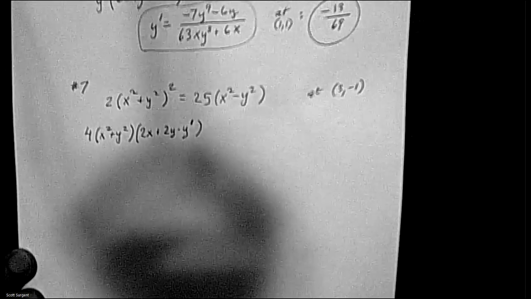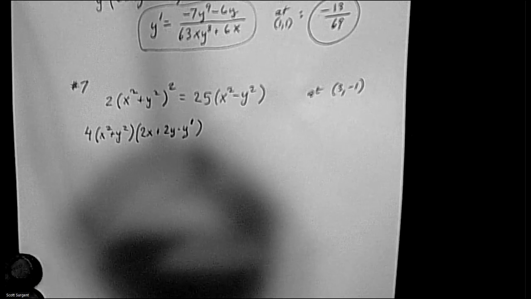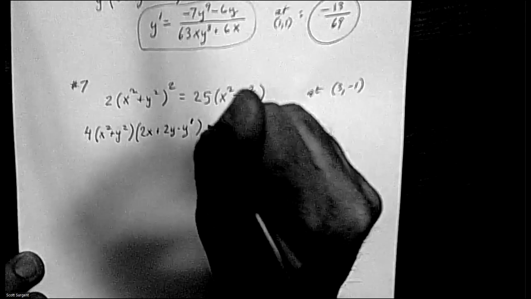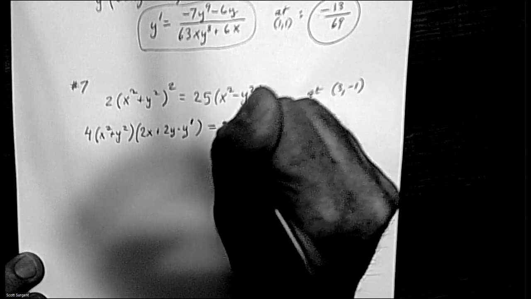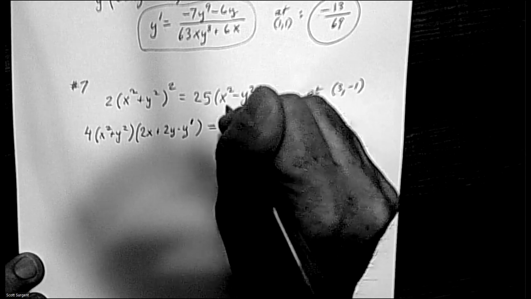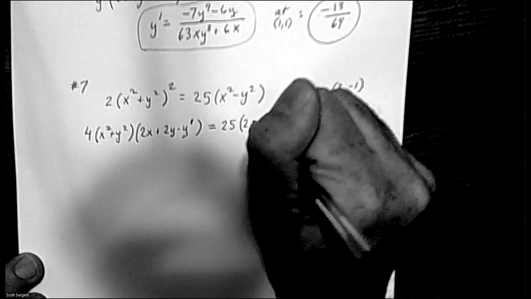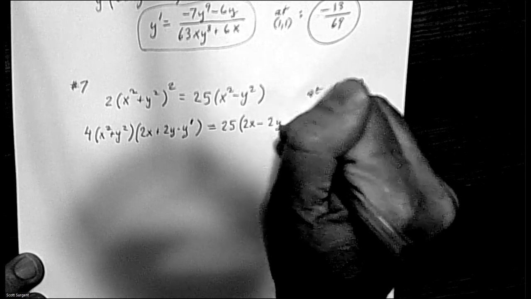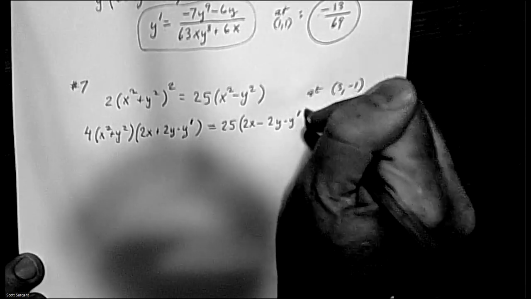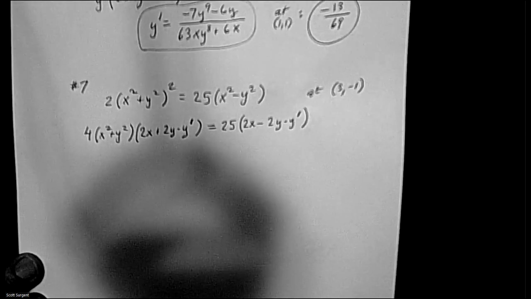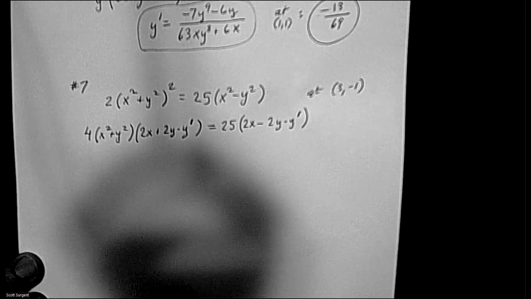Make sure that stands out. You don't want to miss it. And then equals 25, and I'll do the same thing I just did on the left side. I'll take the derivative. It's going to be 2x, take away 2y times y prime. And the y primes appear because of the chain rule.